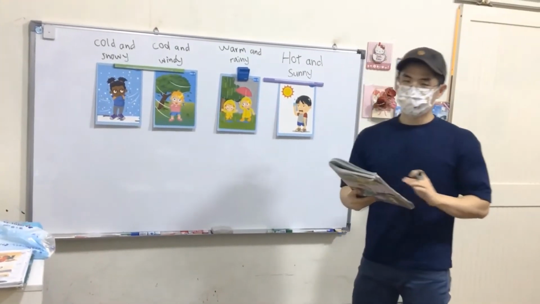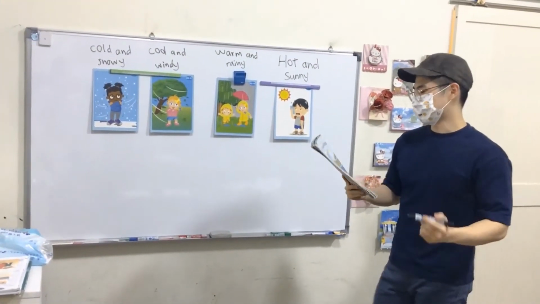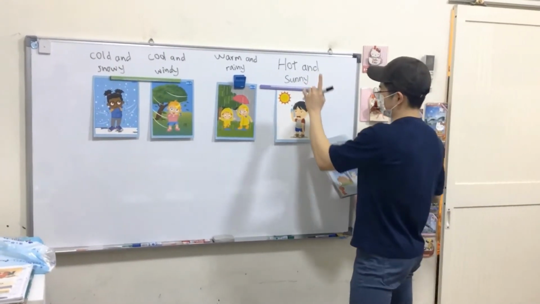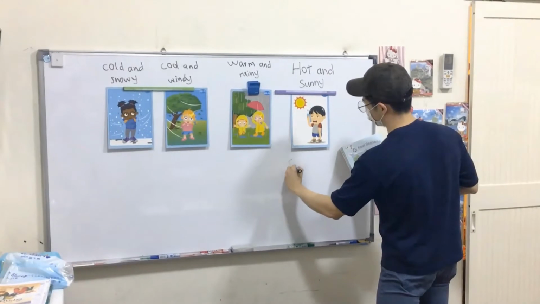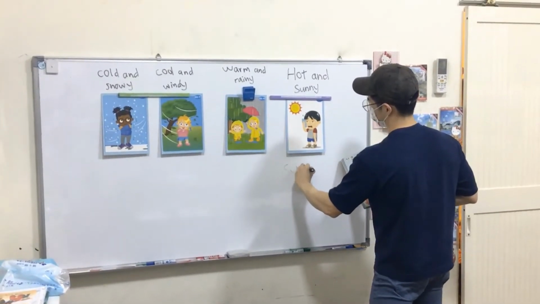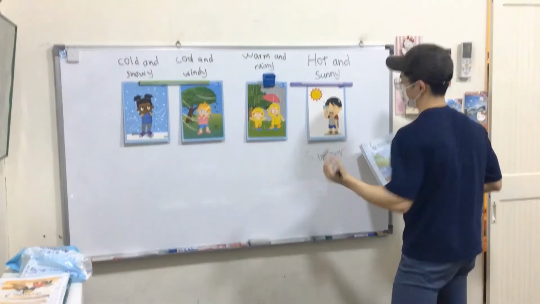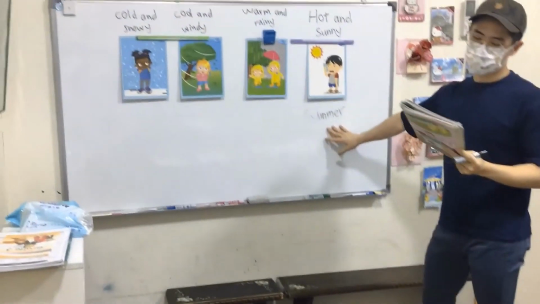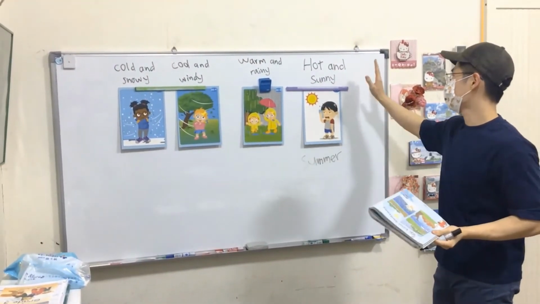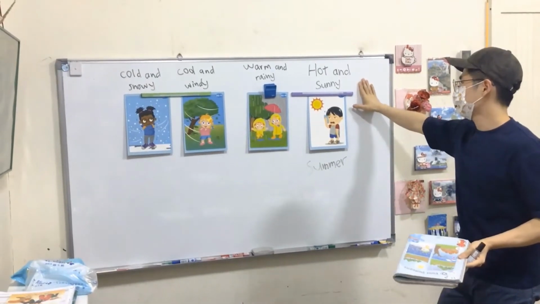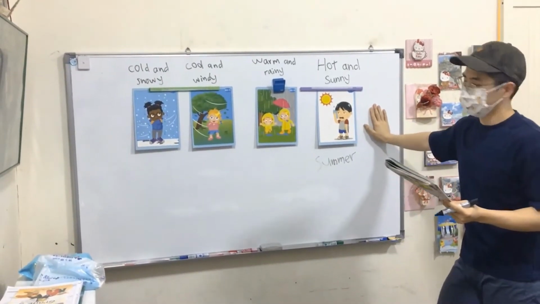Okay, alright? Let me tell you the answer, okay? So, usually, hot and sunny relates to the season of summer, alright? Okay, summer, S-U-M-M-E-R, summer, alright? So in summer, the weather is usually hot and sunny, okay?